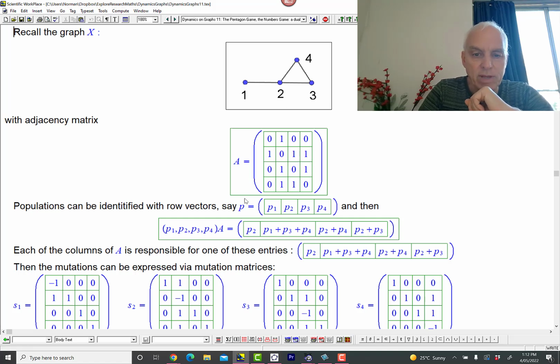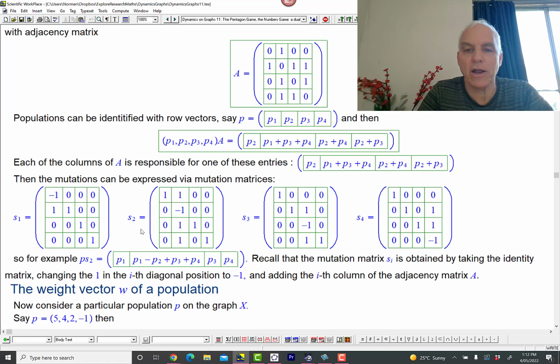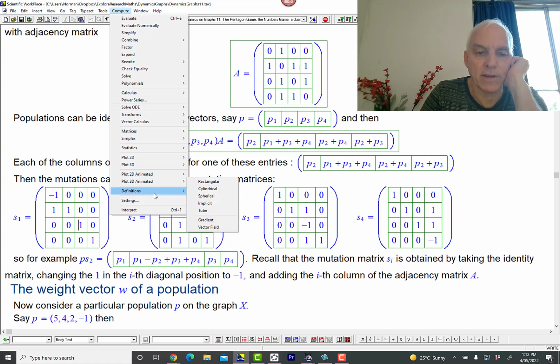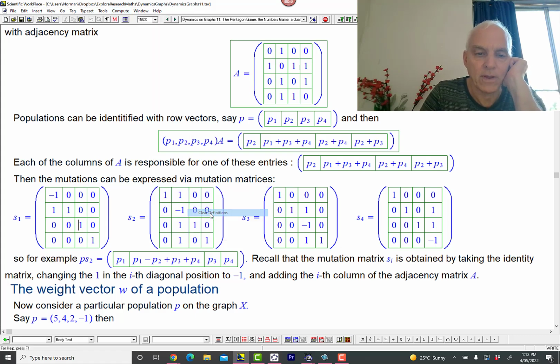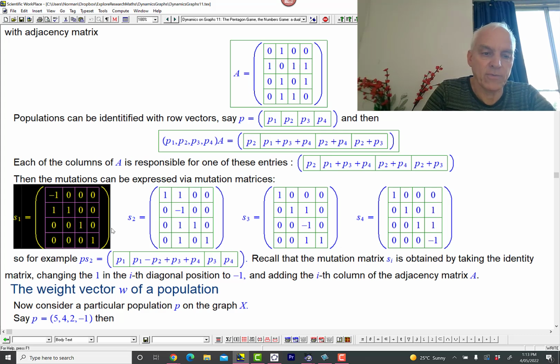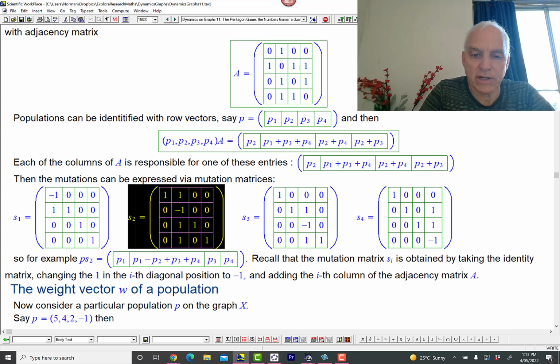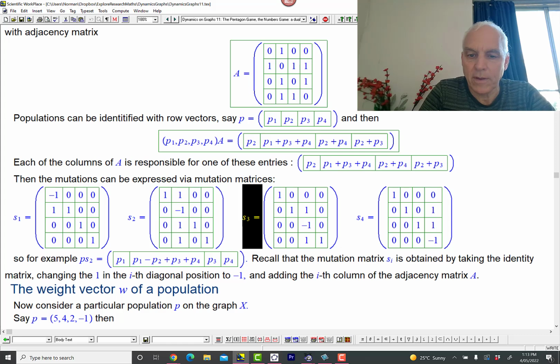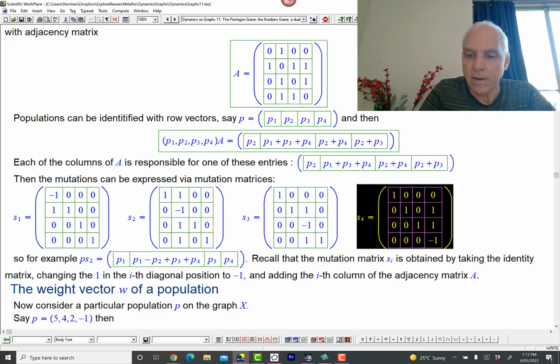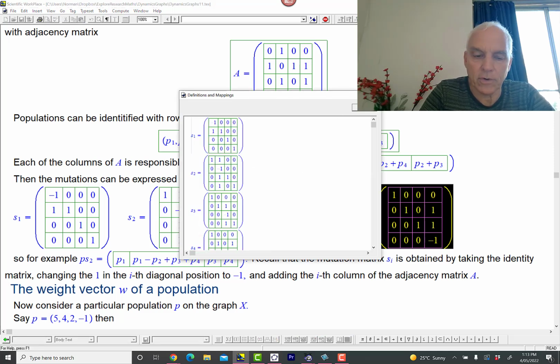Okay, so we've seen that when we express populations with vectors like this, these mutations can be expressed with matrices. So the matrices act on the right of these row vectors. For example, S1 is given by this matrix. Let's make some clear definitions. So that's S1, the mutation matrix for the mutation at the first vertex. Here's S2, here's S3, and here's S4. Let's just check that we have them there: S1, S2, S3, S4. Okay, good.